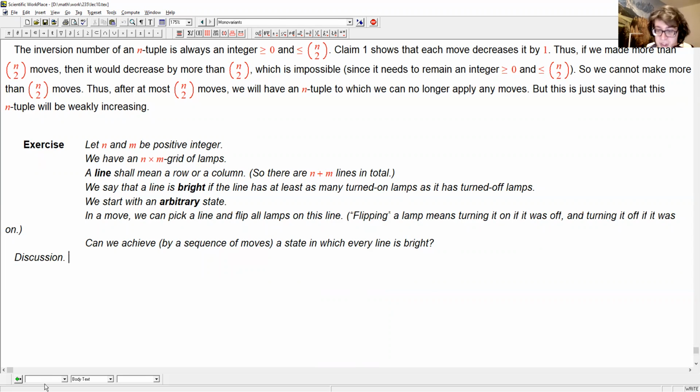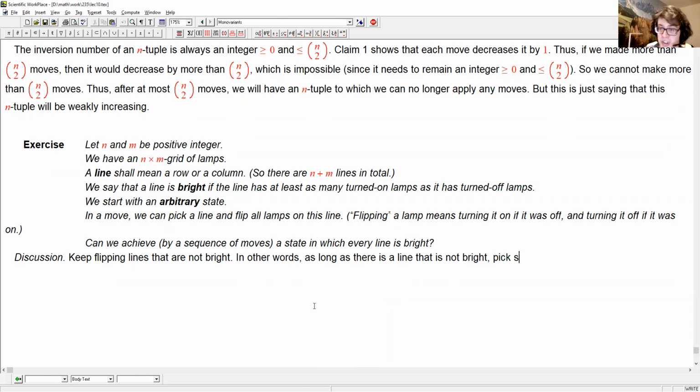I suggest a method for doing this. And the method is very simple. Keep flipping lines that are not bright. And this is the whole method. So basically, whenever there is a line that is not bright, you pick such a line. Maybe there are several, you just pick one of them and you flip it. So you flip all lamps on this line. In other words, as long as there is a line that is not bright, pick such a line and flip it. So flip every lamp on this line.